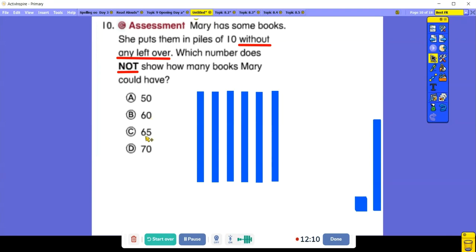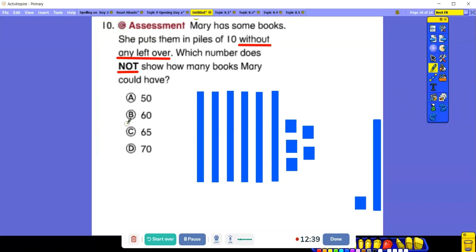Okay, let's skip down to 65. We have 10, 20, 30, 40, 50, 60, 61, 62, 63, 64, 65. So again, she counted by 10s, but this one does have leftovers. So 65 cannot be her answer. So we're going to circle 65 because this one is not her number.